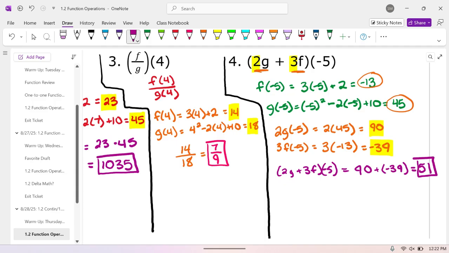Now, here's what we're going to do next. So we're going to put the packet to the side for now. You're going to need your Chromebook out, all right, and get logged onto Canvas.